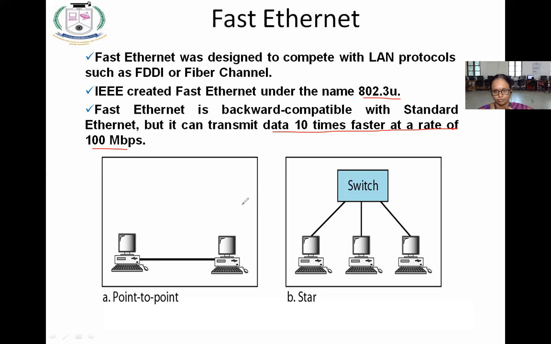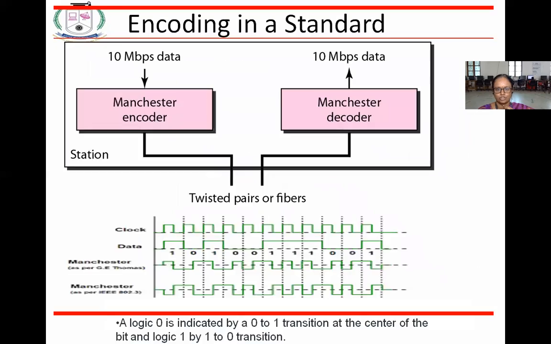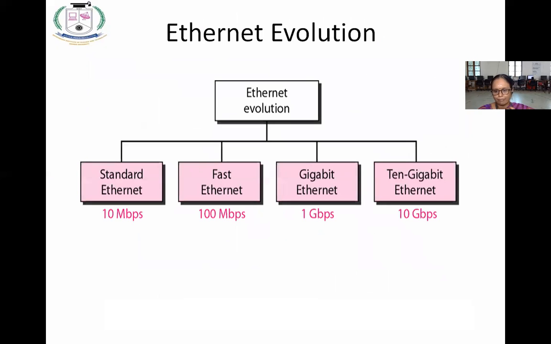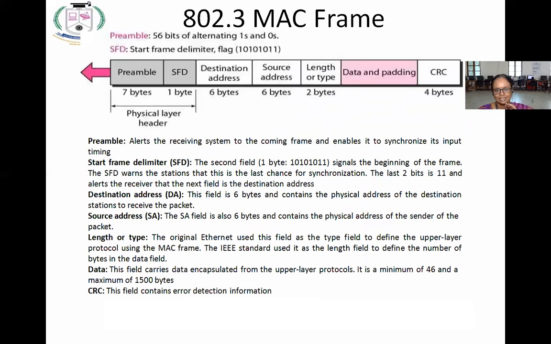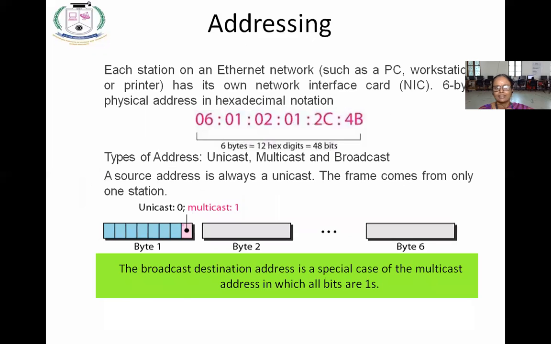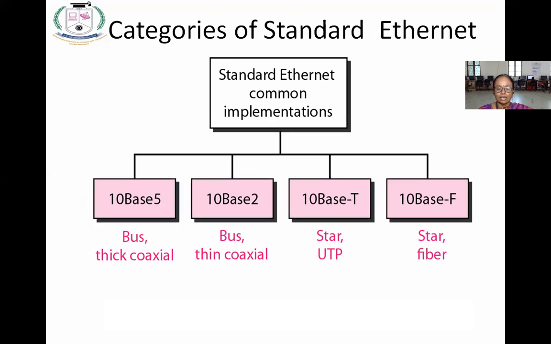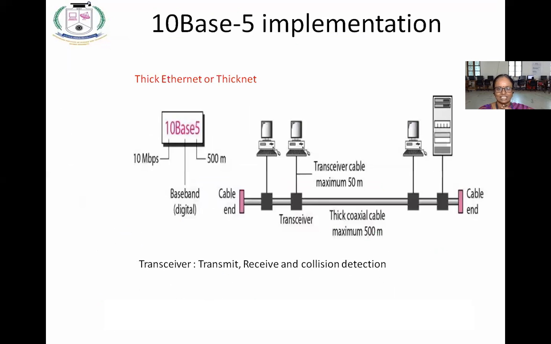So I think the Ethernet part is over. Whatever we have seen till here is about Ethernet, so the entire Ethernet is completed. If you are asked about Ethernet, you have to tell depending on the speed; there are 4 types. And you have to explain the Ethernet frame, the IEEE 802.3 MAC frame, and addressing. Then the categories of standard Ethernet depending on the implementation: coaxial, twisted pair, fiber cable, we have to explain it.